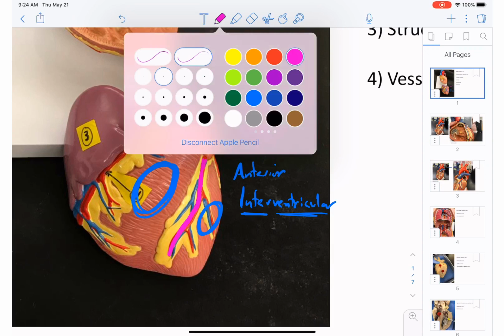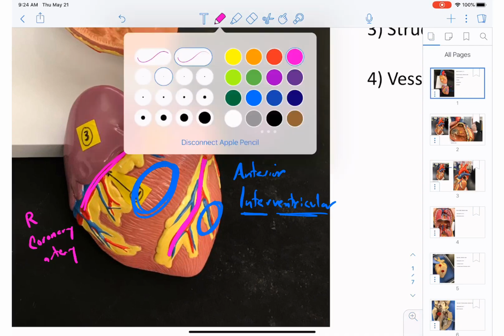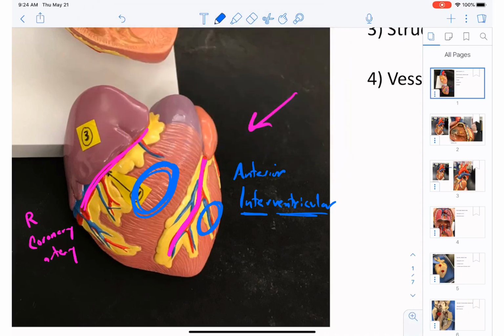Another vessel that I like to look for is this guy right there. And that is the right coronary artery. And that's part of the coronary circulation, the circulation that's providing the muscle of the heart with nutrients and gases and whatnot. But it's also an important landmark because the coronary artery separates the ventricles from the atrium.